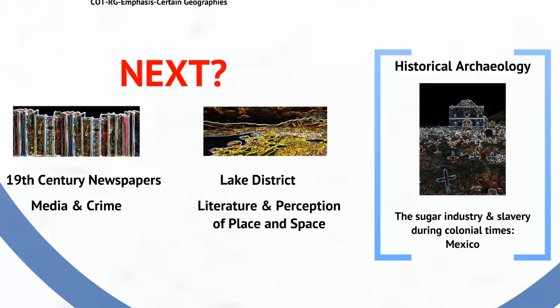Another particularly exciting area that is opening up with this kind of methodology is precisely historical archaeology. And in this case, we are planning to look at the history of the sugar industry and slavery during colonial times in Mexico. The way that this kind of methodology can be useful in historical archaeology is precisely that we do not necessarily have all the information in archaeology about where, for instance, particular haciendas or sugar production places were placed in colonial times. So looking at the actual records of these places can be helpful also to identify them in the archaeological record.